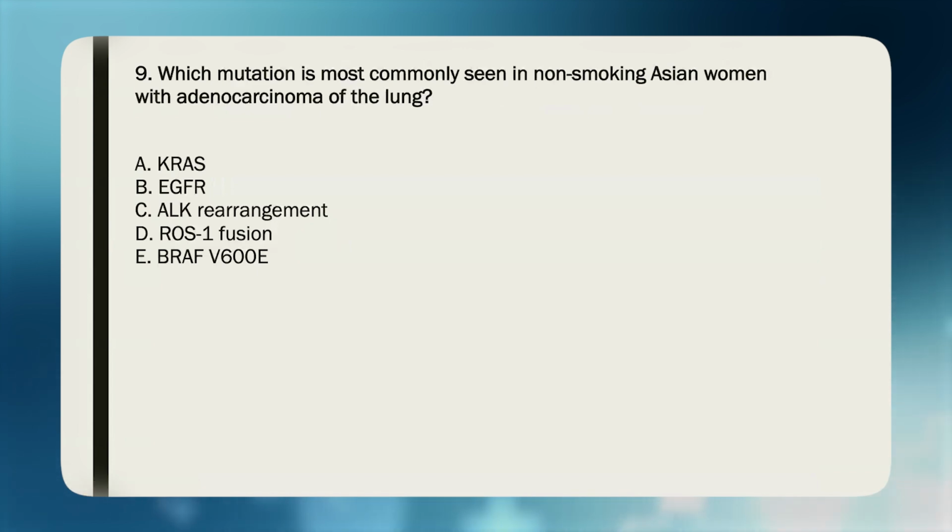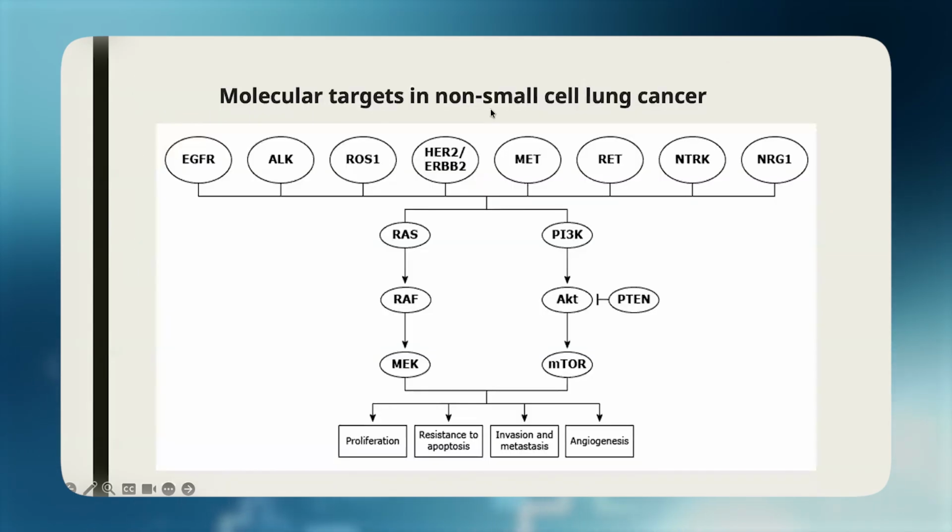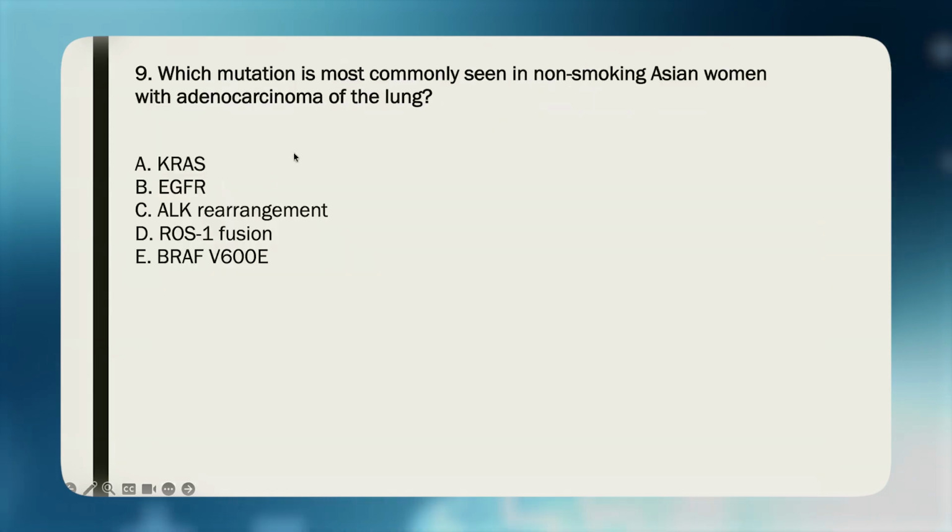Which mutation is most commonly seen in non-smoking Asian women with adenocarcinoma of the lung? Just now we discussed, okay? So EGFR is the most common mutation. That is why this mutation leads to adenocarcinoma even in non-smoking people, mostly Asian women. Even though in general adenocarcinoma is common in non-smokers, and squamous and small cell are common in smokers.